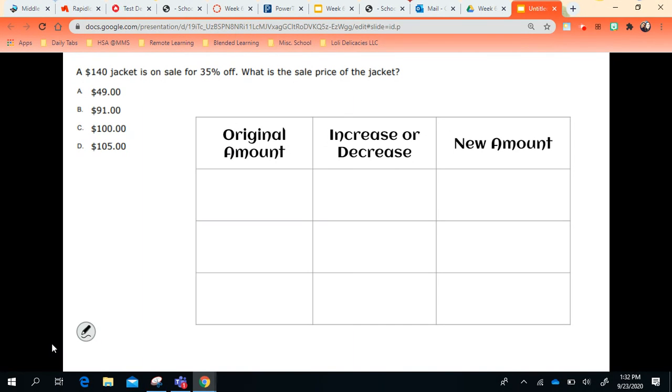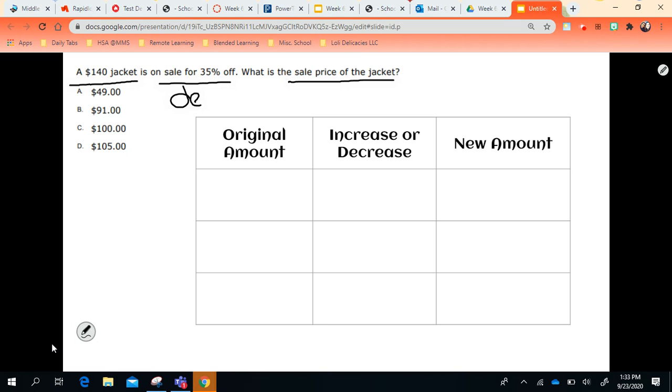So let's go ahead and read it a second time and we'll underline. A $140 jacket is on sale for 30% off. What is the sale price of the jacket? So we know how much the jacket costs. We know it's on sale for 35% off. Sale or even off tells us that this is going to be a decrease problem.